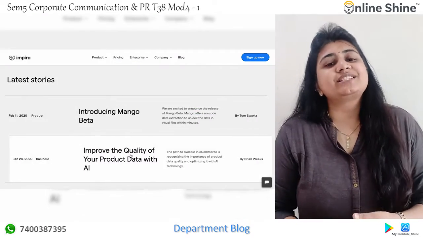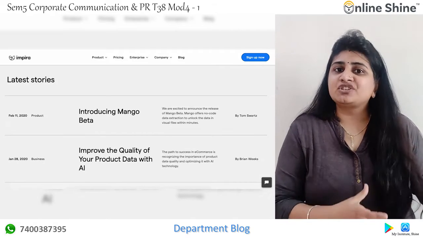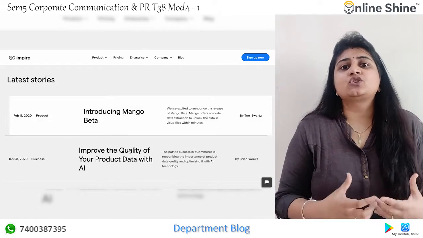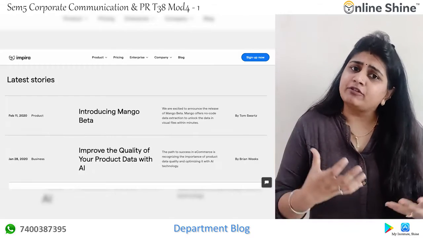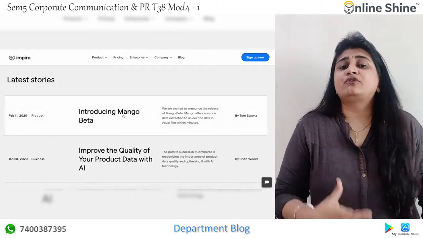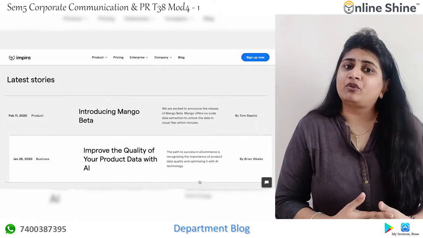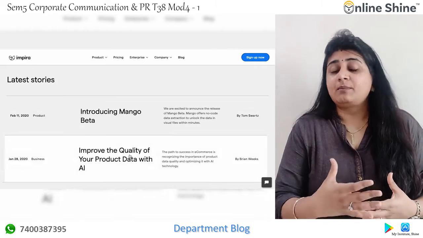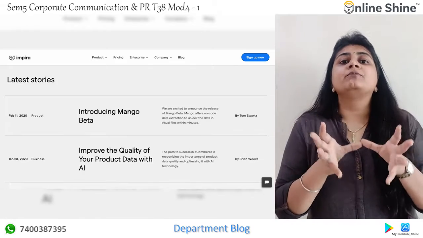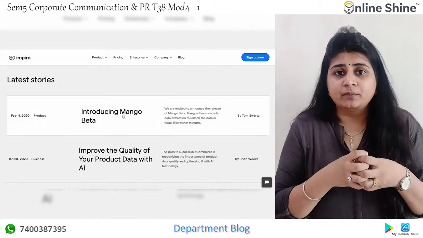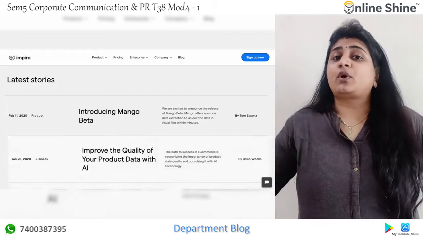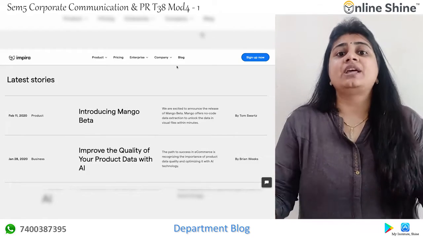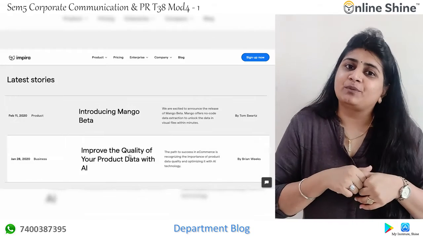Then the third one is the departmental blog. Now as the name suggests, departmental blog means each department has its own people who maybe have a flair for writing, may not be professional bloggers, it's just that they have a flair for writing. So they keep updating about their department on their common portal, on their common forum, where all the employees across the organization have access to know what is happening within the department.